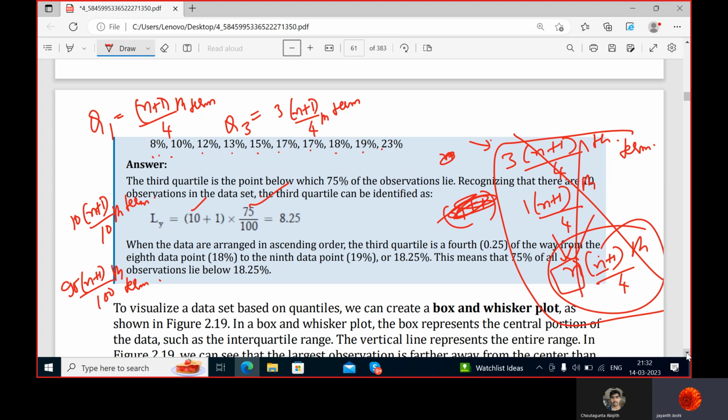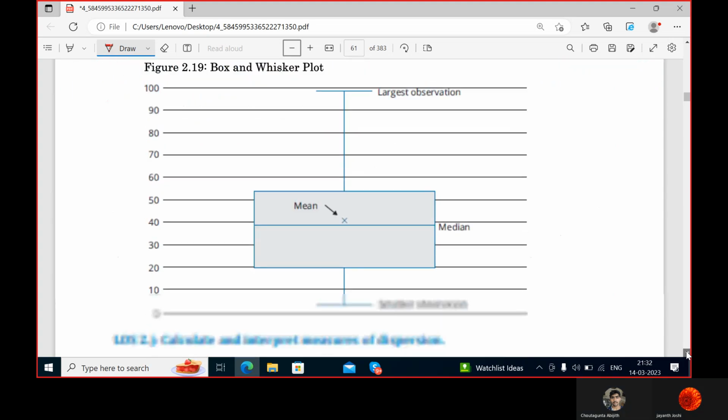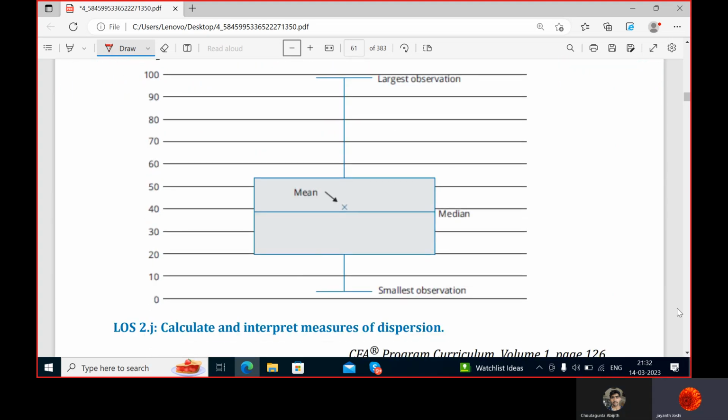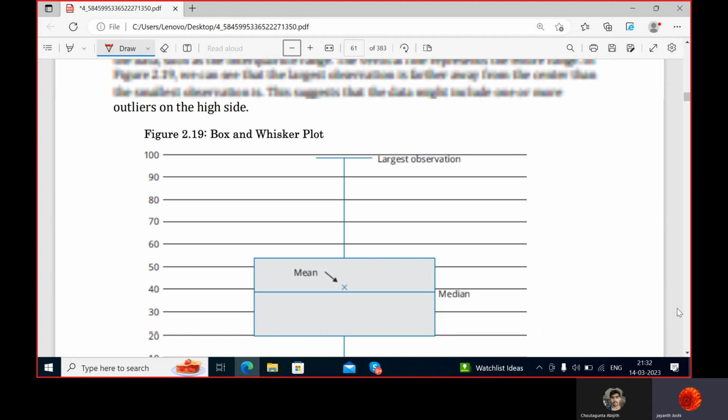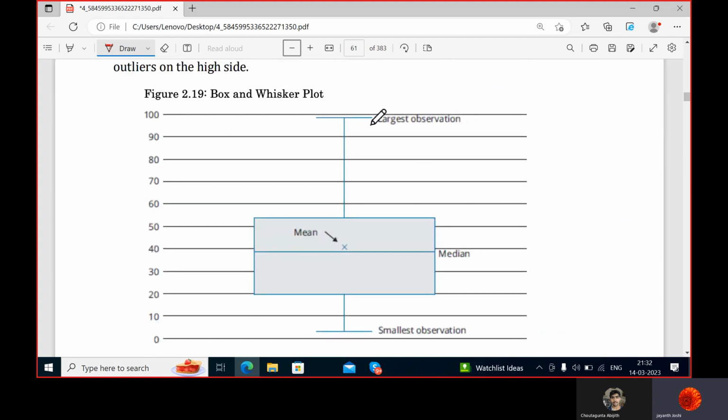So I'm moving forward, Abhijit. Yeah, please. I just wrote it down. You can move forward. So this is whisker, like box and whisker plot: largest observation, smallest observation, and between lies the median.